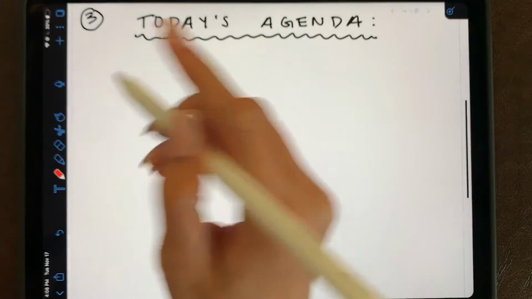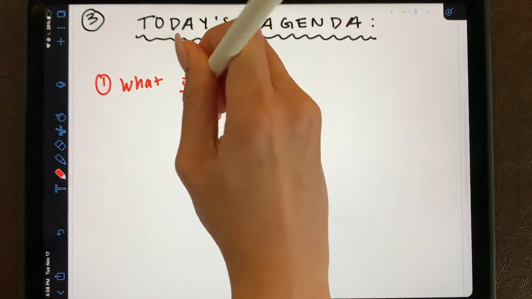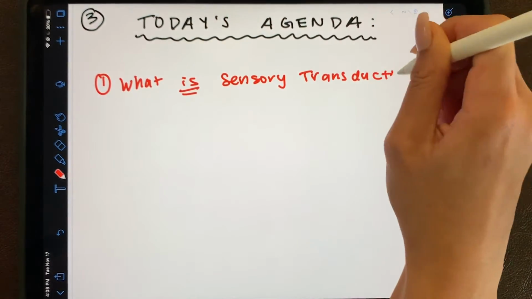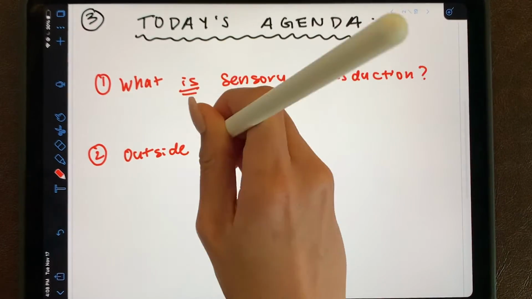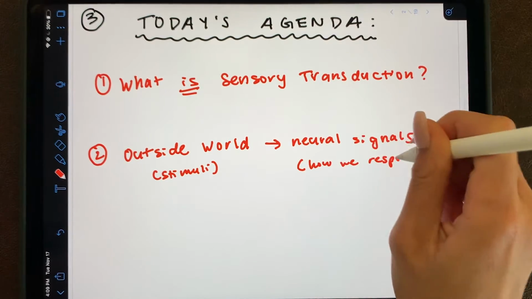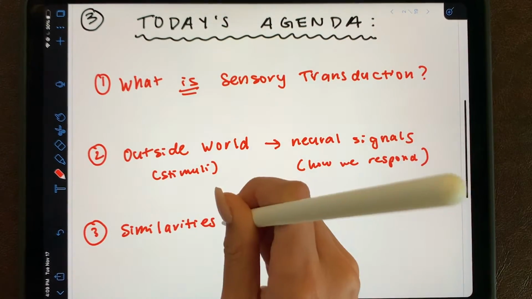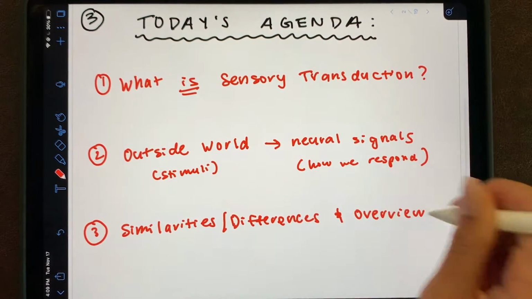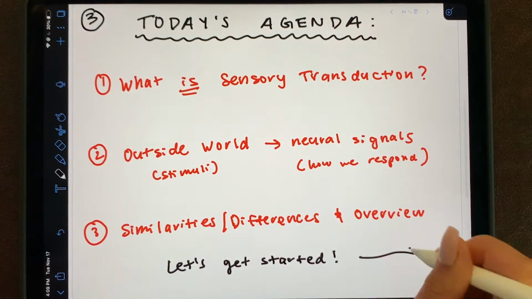So what is on the agenda for today? First, we will define what sensory transduction is and what it looks like in each of the five senses. Second, we will break down how each specific sense processes stimuli from the environment and our sensory system. Lastly, we will compare the similarities and differences between the senses as well as their processes and have an overview of what we learned. So let's get started.